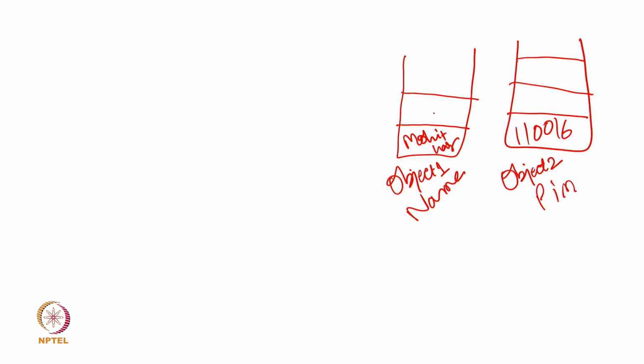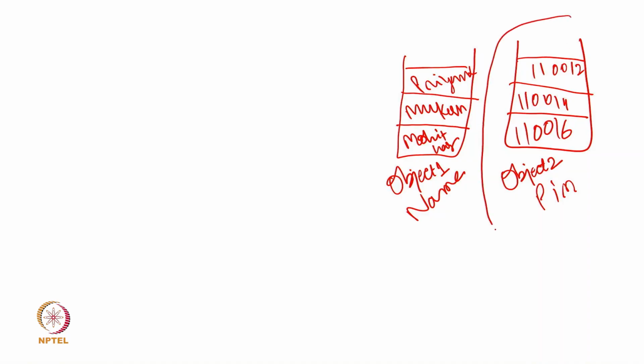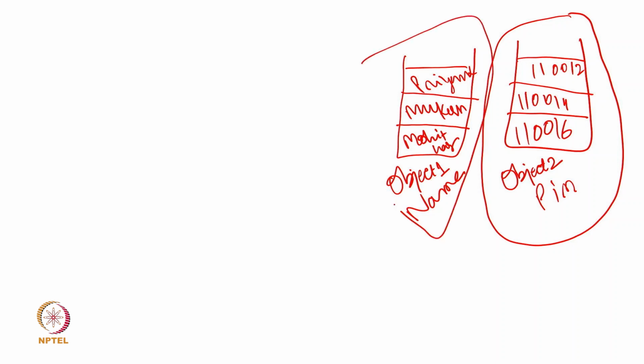Now in this we want to have another name like Mukesh, then Priyanka, and we want to give another pin. How can we do this kind of assignment to this particular object? This is possible with the help of data structures. This is one kind of data structure, and this is another kind of data structure. What exactly a data structure is, we'll discuss now.